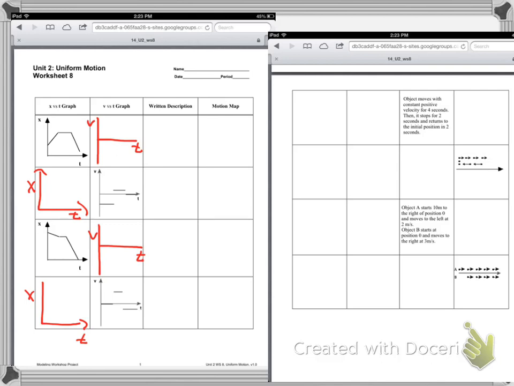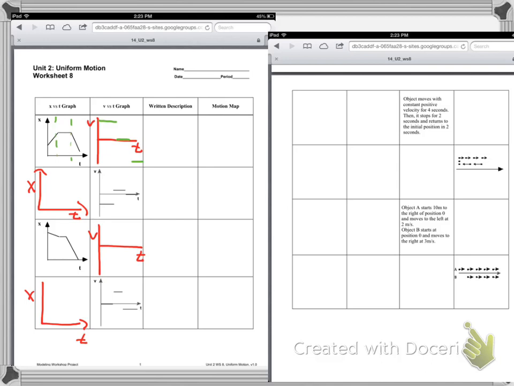Since we have our axes labeled, now we can go ahead and start drawing our slopes. The first one, we can break up into three different pieces. We will have a positive velocity, and then we jump down and have a zero velocity, and then we have a negative velocity.